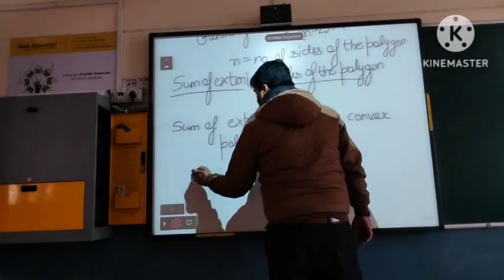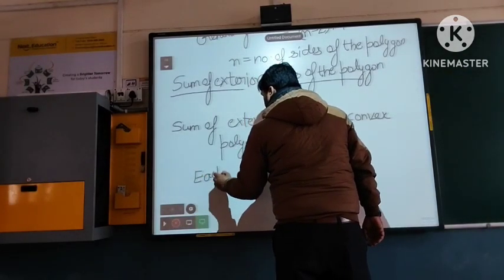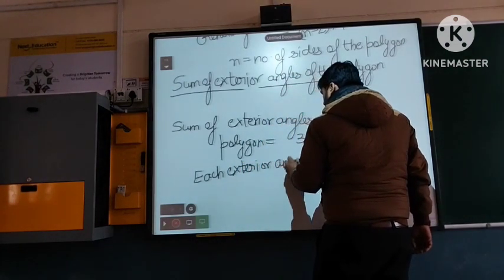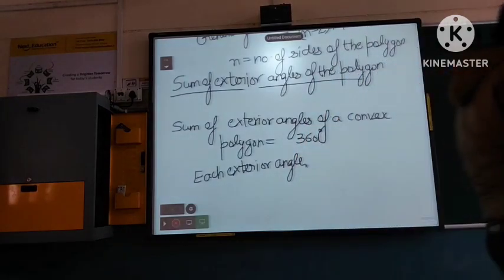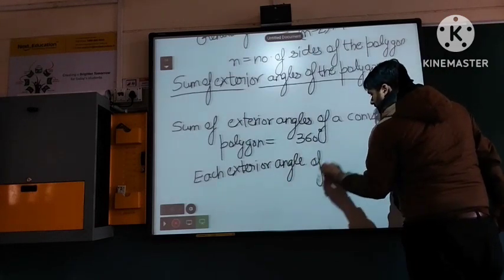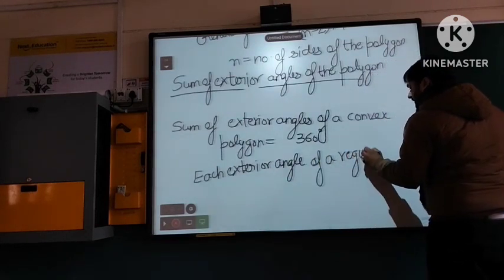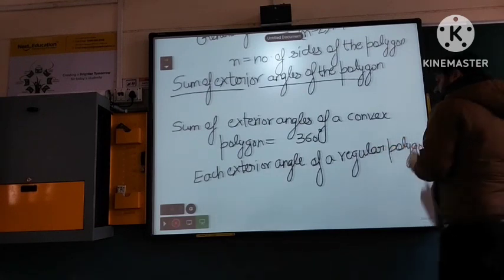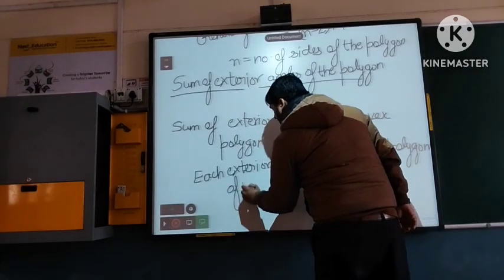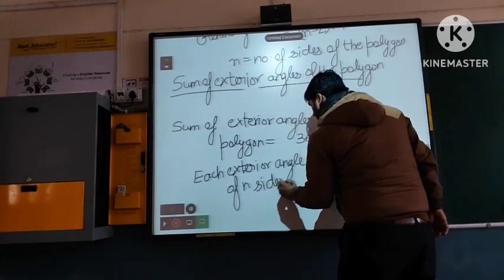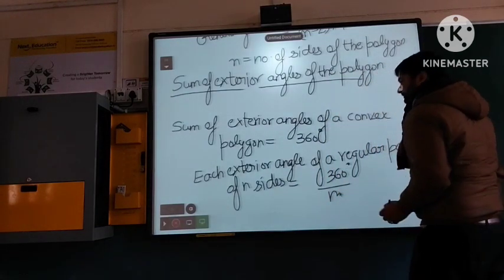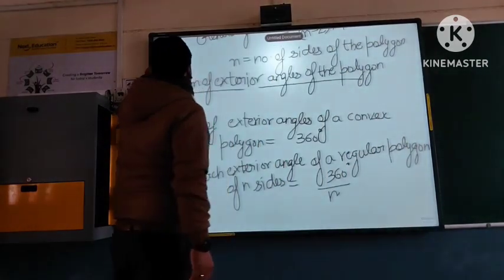From this formula only, some general sub-formulas can be derived, like each exterior angle of a regular polygon of n sides will be equal to 360 degrees by n. So n is the number of sides here.